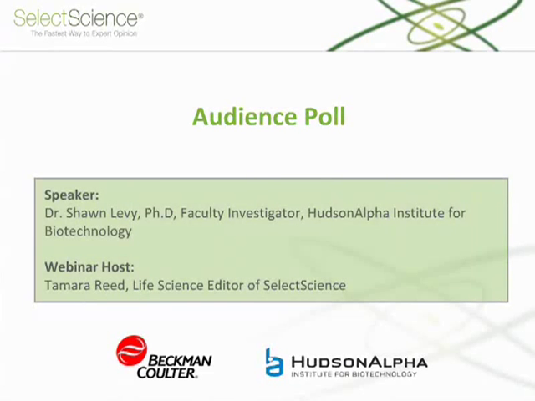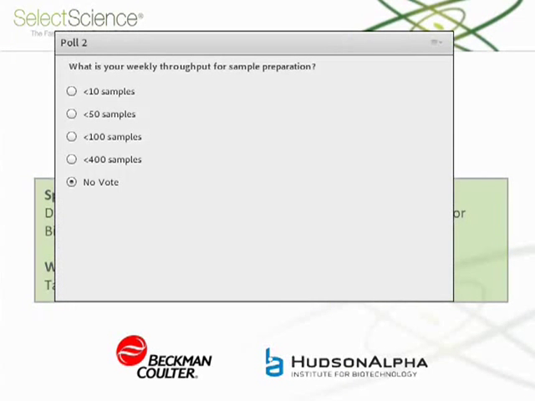For question 2, you may only select one answer here. What is your weekly throughput for sample preparation? Less than 10? Less than 50? Less than 100? Less than 400? Thank you again for your responses there.